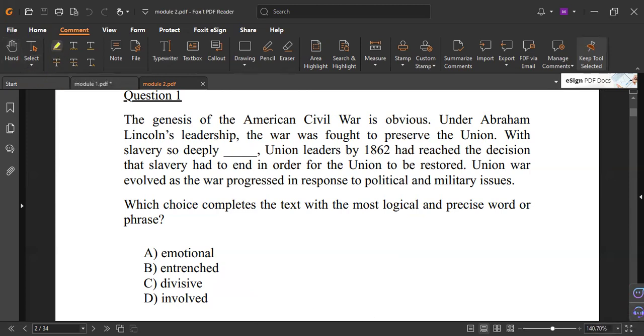D. You think it's D, but it must be letter C. Why? Number 1, what kind of word? Adjective. What does it describe?